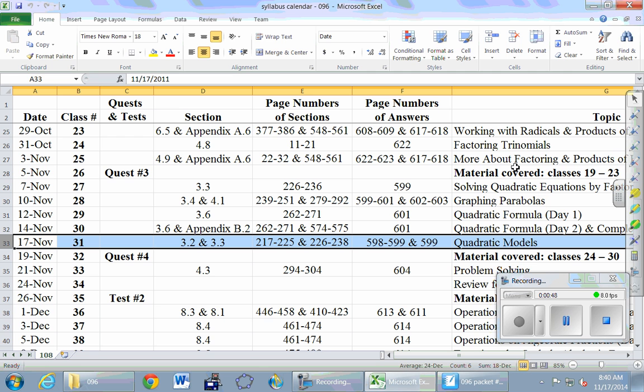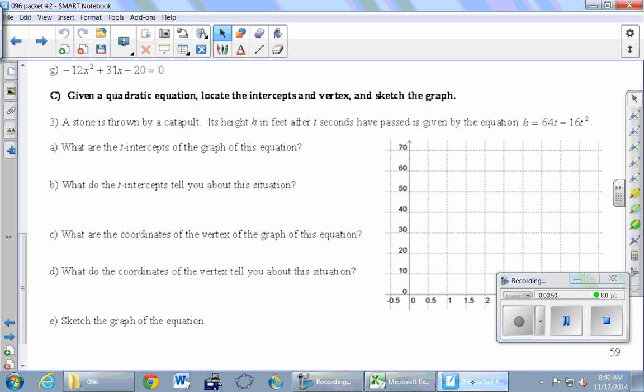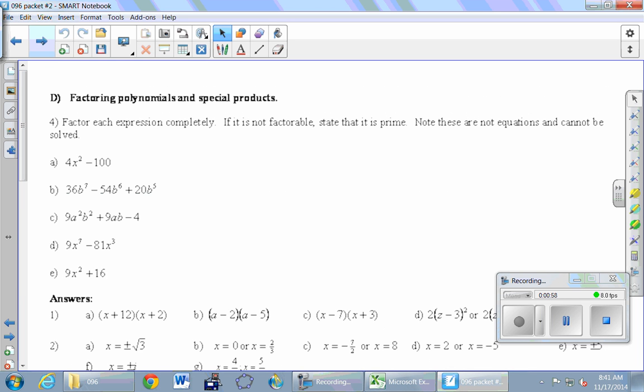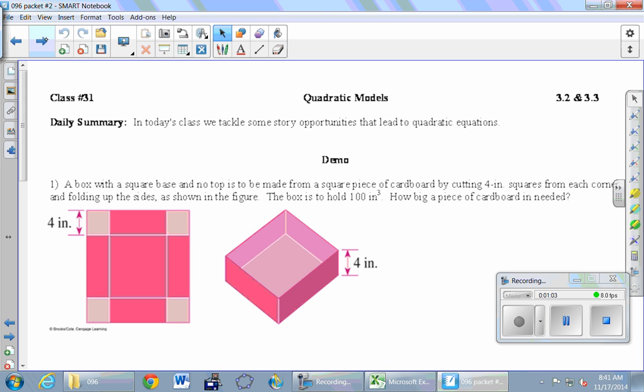Okay, so in terms of that quest, I asked you to open to page 59, which is where you'll find the sample quest problems for quest number 4. So they're there, and there are resources on Moodle and also on YouTube as usual, okay? So we begin officially on 61, but I just wanted to make sure we knew about the sample test problems in the packet.